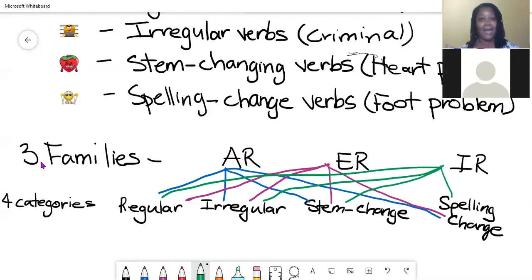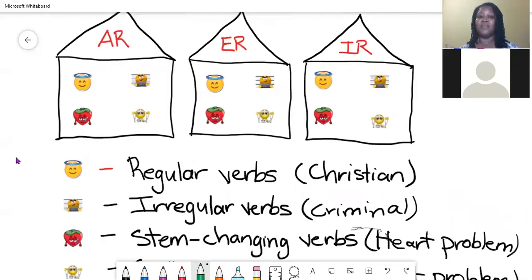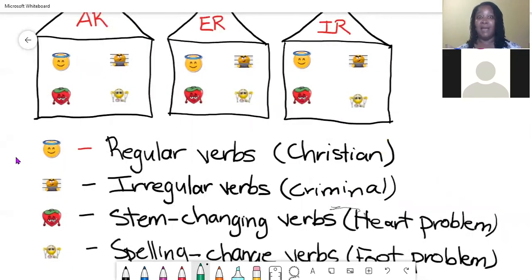This little line diagram kind of looks a bit confusing. And so if you just remember these 3 houses, and what each of these little images stand for, it should help to cement that concept a little bit more clearly for you.